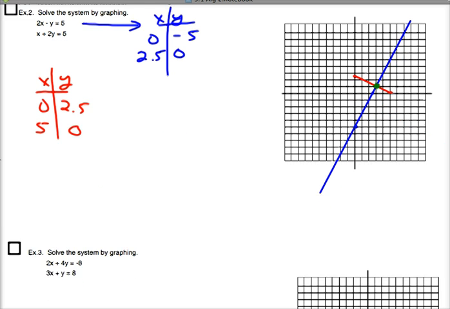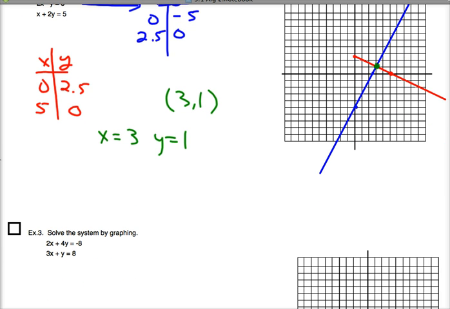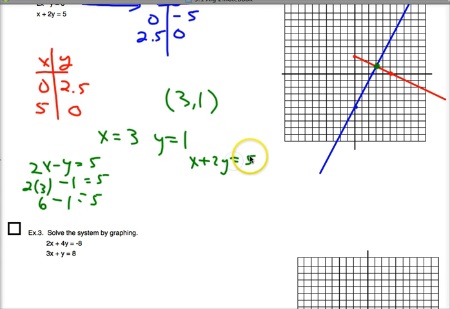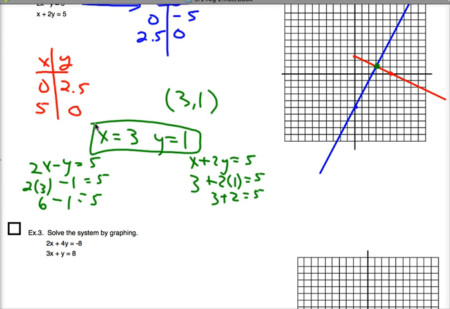So the first equation was 2x minus y is supposed to equal 5. Well, 2x is 2 times 3, which is 6, and minus 1 is in fact 5. So it works for that one. And then the second one was x plus 2y is supposed to equal 5. So x is 3, y is 1, and I end up with 3 plus 2 is 5. That also works. So those are my answers for the system. 3, 1 is a point on both lines. So that is an answer for the system.